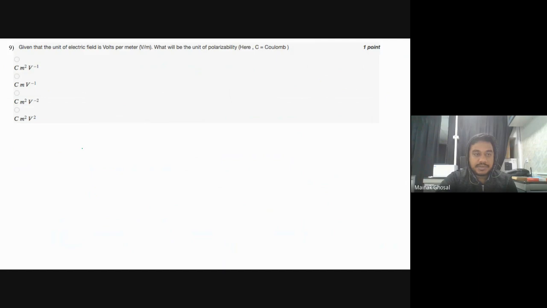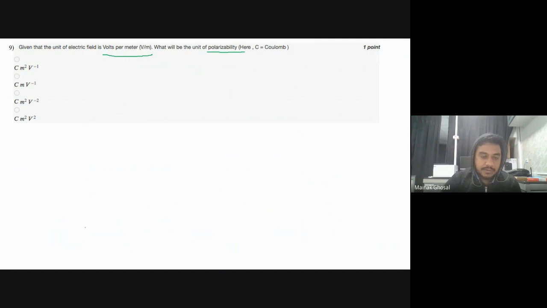Now this is the next question. Given that the unit of electric field is volts per meter, you need to find what should be the unit of polarizability.